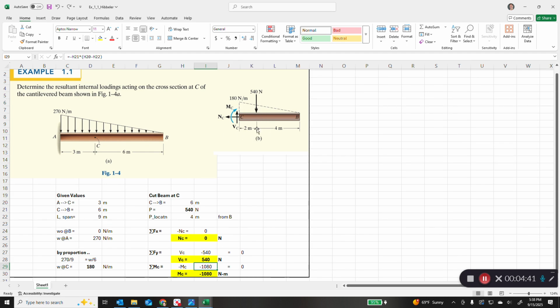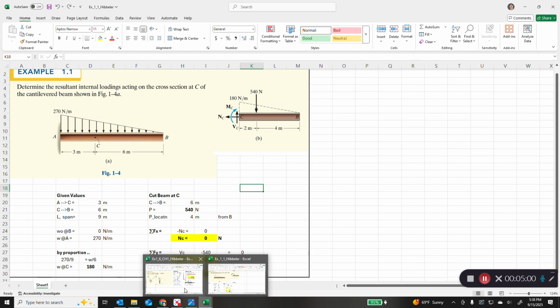But that's going to also create a clockwise moment, so that's also negative. So minus MC minus 1080 is equal to 0. So that means the moment at C is minus 1080. So it's opposite to the direction shown in the diagram. And that's the solution to example 1-1.